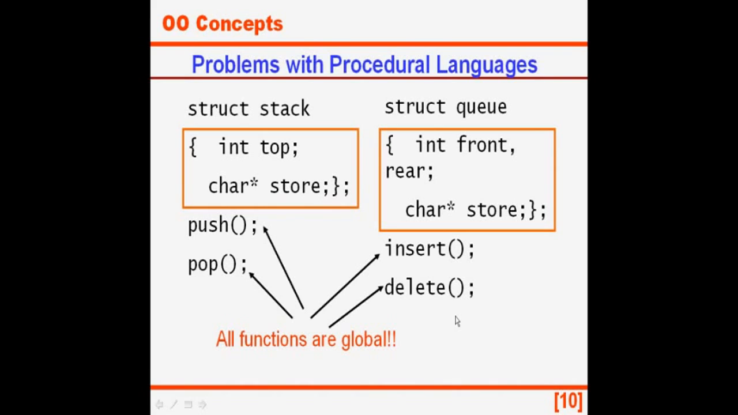Now, in a typical C program, all functions are global. The push, the pop, the insert and the delete functions are all global. That means the program has no way of knowing that push and pop belong to the struct stack and that insert and delete belong to the struct queue. Or in other words, insert and delete are not applicable to stacks, push and pop are not applicable to queue. The compiler has no method.